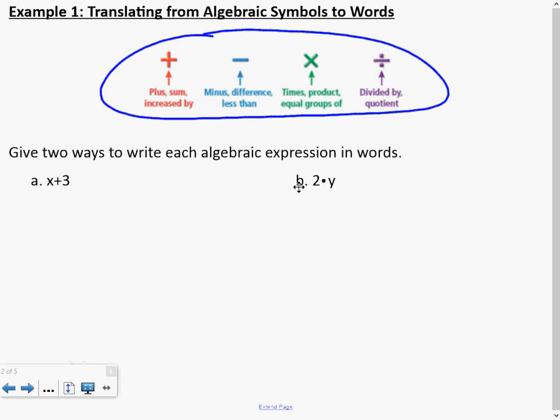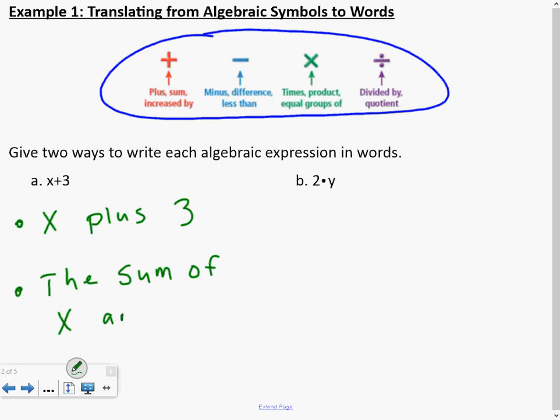So for A, I have x plus 3. That's one way that I could say that expression out loud. But another way that I could say it is the sum of x and 3. That would mean the exact same thing. Either one of those that I have written down there would mean x plus 3, which is the expression that we have written above.